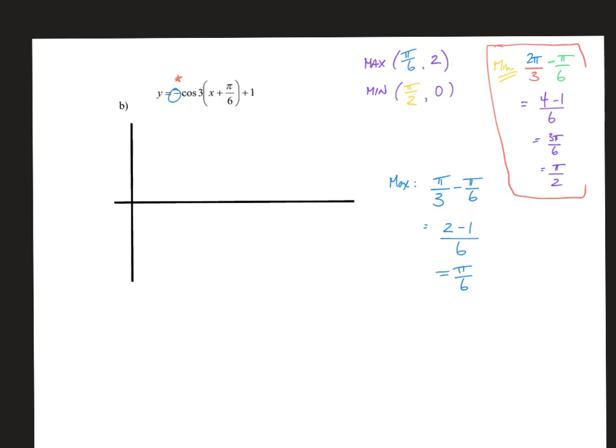Okay, the only thing left to find is the easiest thing to find. We're going to go through and find our y-intercept. So I know to find any y-intercept, my x value is 0.